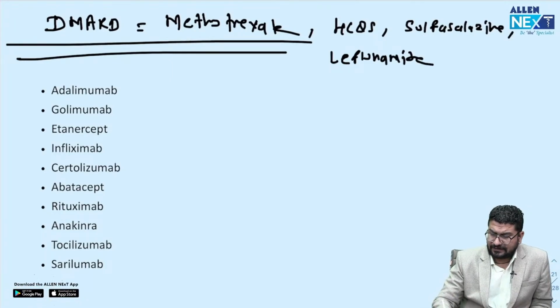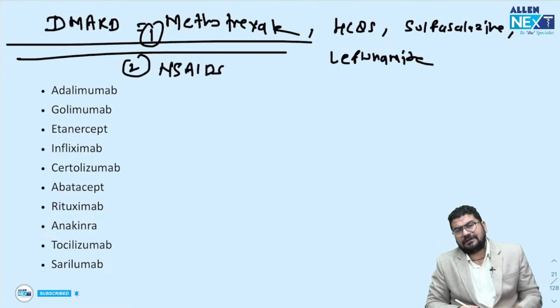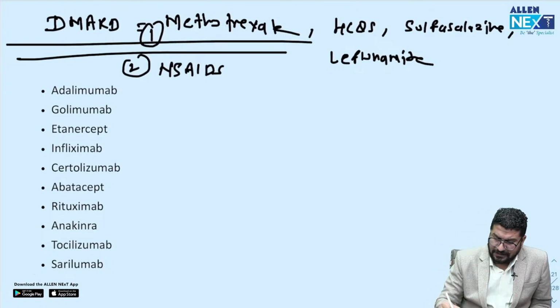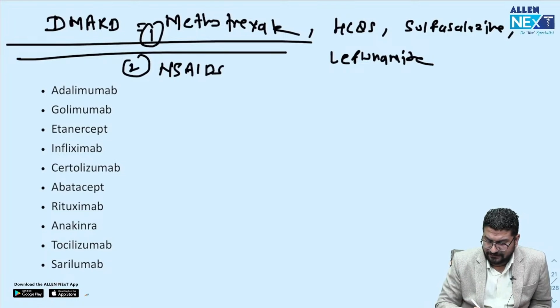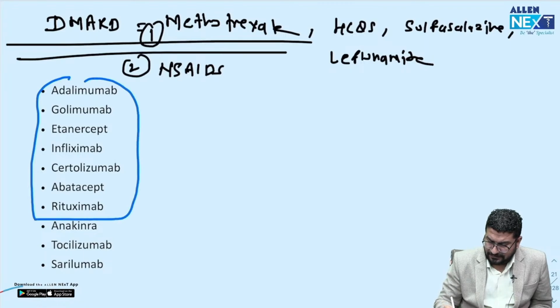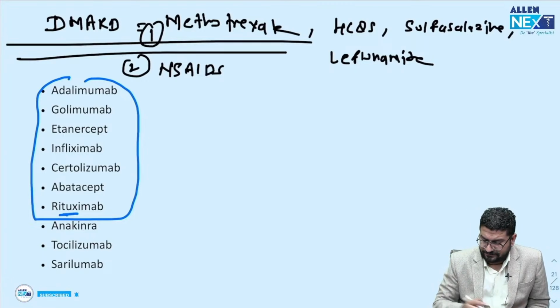Then for symptomatic relief, we can add NSAIDs. So here I am writing a list of drugs. These are basically what we call biologics. So what are these drugs? Adalimumab, golimumab, etanercept, infliximab, certolizumab, abatacept, rituximab. So these are basically acting on your TNF. These are biologic drugs. Some of these are infusion drugs, so they can precipitate infusion reactions. And anakinra, an interleukin 1 antagonist.